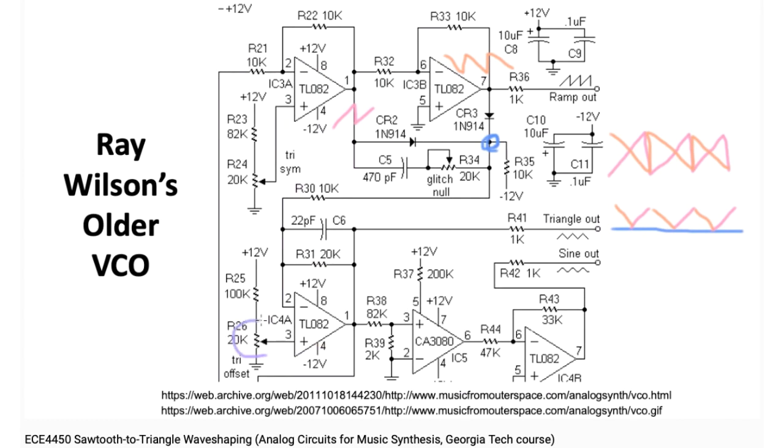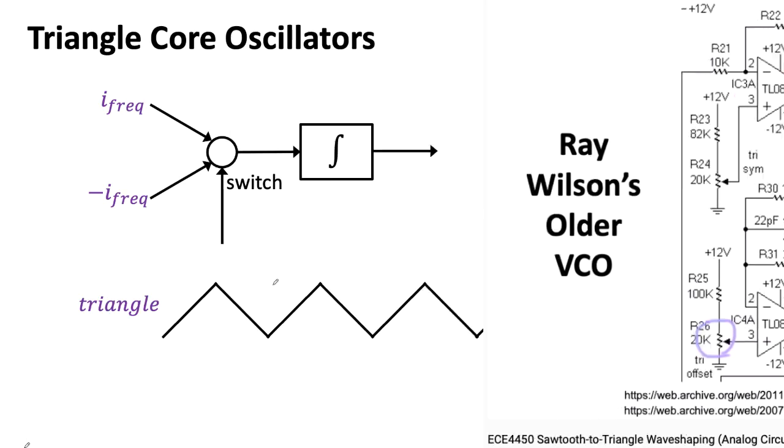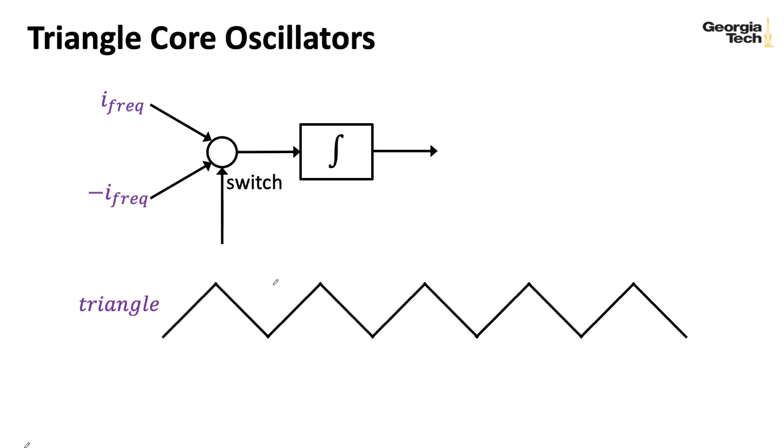Now, we have looked at circuits that will take a sawtooth wave, rectify it, and then shift and scale it, and turn that into a triangle wave. But suppose we wanted to just natively generate a triangle wave. Well, we can use the same integration idea, but what we do is we flip what constant we're putting into it. So switching back and forth between this number and a negative version of the number, we could have a triangle wave that goes up and down.